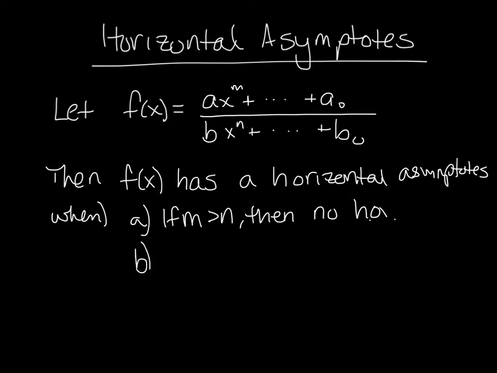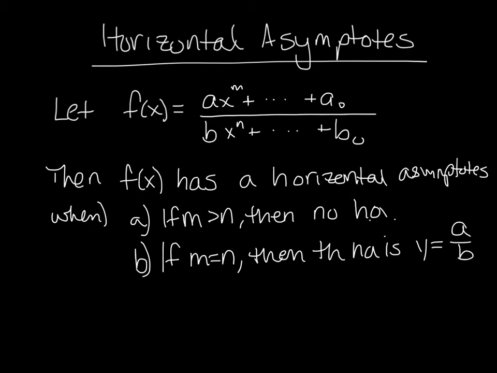Okay, B: if M equals N, then the horizontal asymptote is y equals A over B. So if the degrees at the top and the bottom are exactly the same, then you're going to take the coefficients, divide them, and that's going to be your horizontal asymptote. In C, if M is smaller than N, then y equals 0 is your horizontal asymptote.